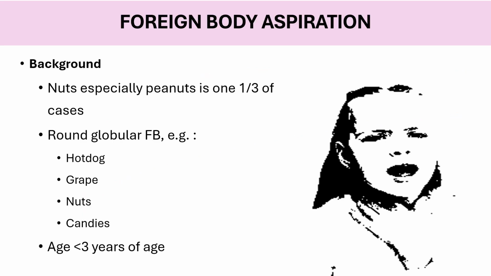Foreign body aspiration is relatively common, and it is very important to have a high index of suspicion for foreign body aspiration, especially in a child with persistent cough. Nuts, especially peanuts, account for 1/3 of cases of foreign body aspiration. Round globular foreign bodies are the most dangerous, like hot dog, grape, nuts, and candies. The common age is less than 3 years of age.